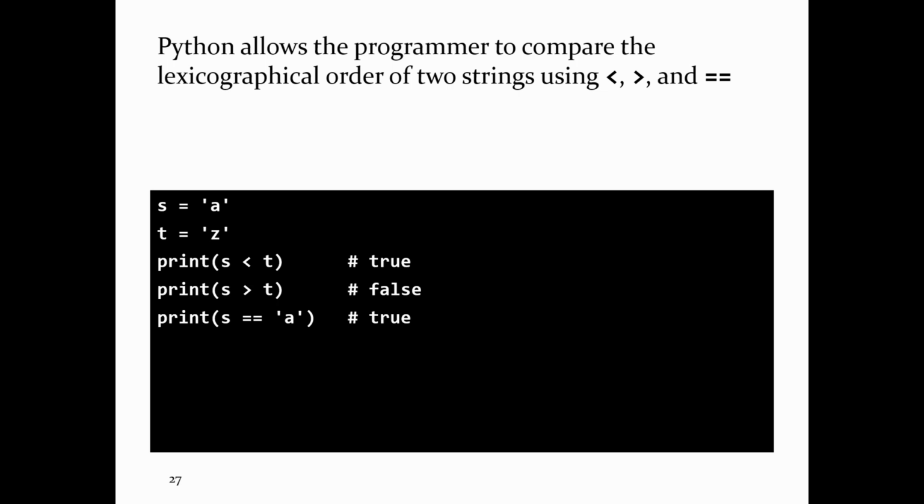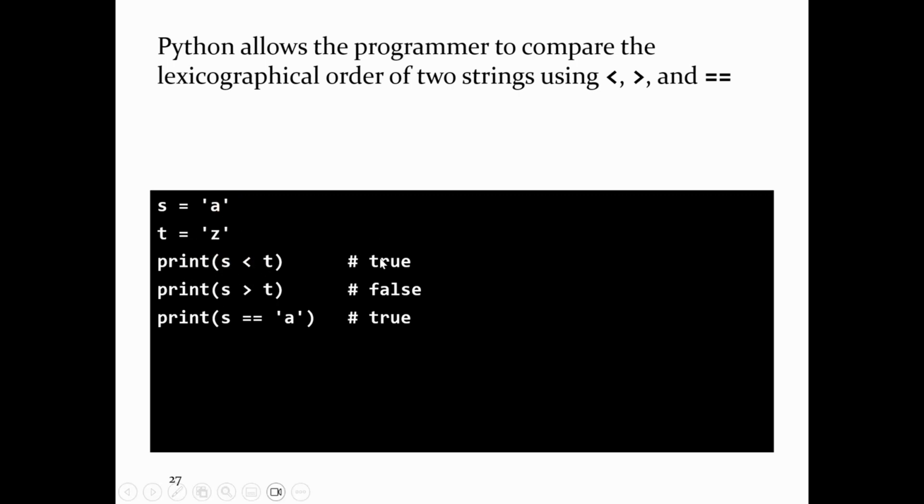Okay, comparing strings for lexicographical order. Lexicographical means dictionary order. Python's nice. You can use less than, greater than, and equals to. Right? Notice equals to. Everything in Python, if you want to have their equals, you use equals. Which is nice. So s less than t tests if s comes before t in the dictionary. So a or aardvark, z or zebra, doesn't matter which one, s will be less than t, that will be true.